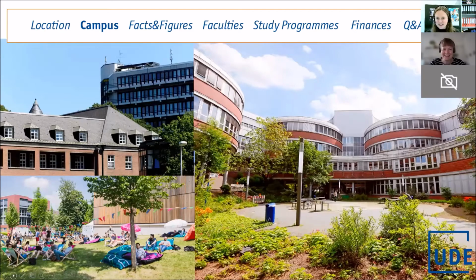Then if I move on to the next slide, it's some pictures of the campus in Duisburg. And this one here, these are the biscuit tins. We call them the Keksdosen. The campus in Duisburg is a mixture of purpose-built buildings and more traditional buildings that are already here, but it's also got a beautiful green area. A real nice feeling on the campus in Duisburg.